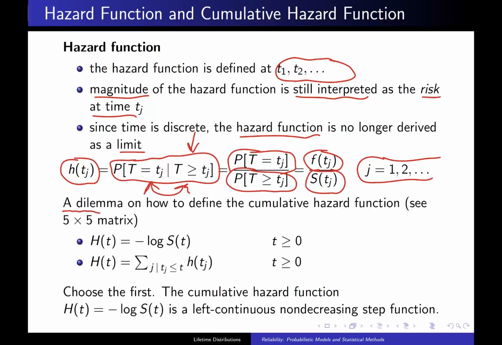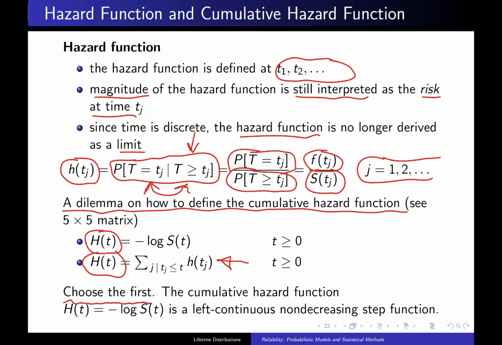Now there is a dilemma on how to find the cumulative hazard function. If you go back and look at the 5x5 matrix, there are two reasonable ways to go. The first is to define the cumulative hazard function as the opposite of the natural logarithm of the survivor function. The second way to go is to define the hazard function as the sum of little h of tj. This is the same as in the continuous case, except the integral has been replaced by a summation. Either of those are acceptable.